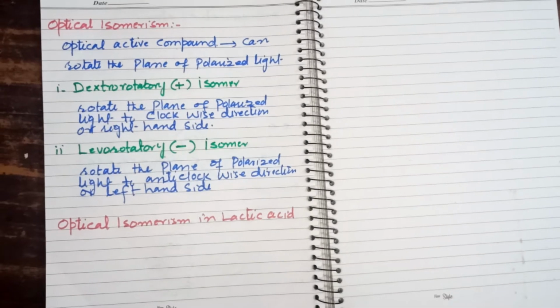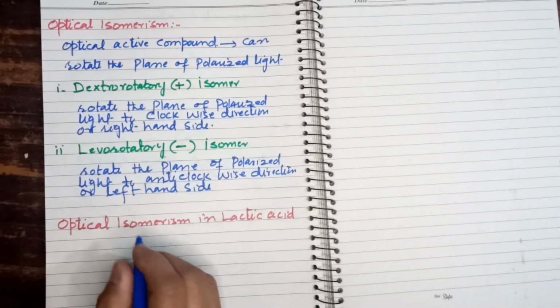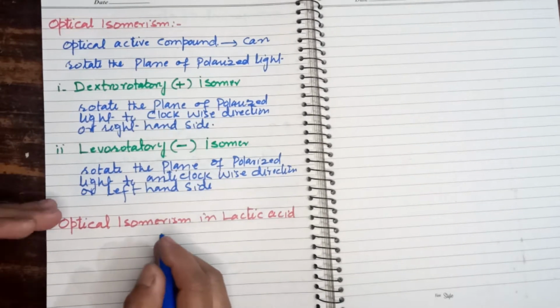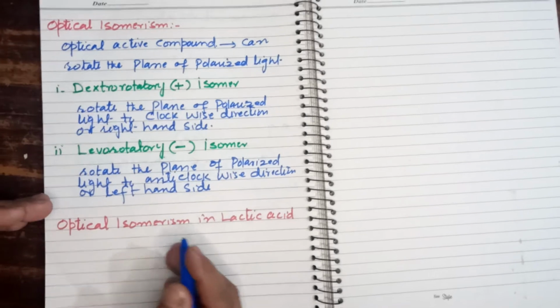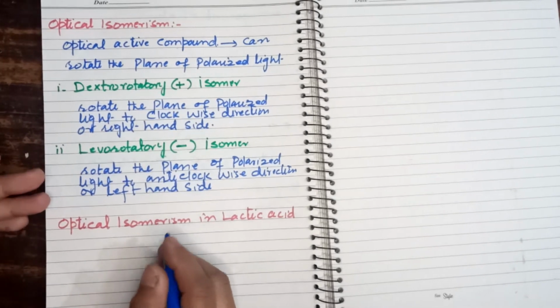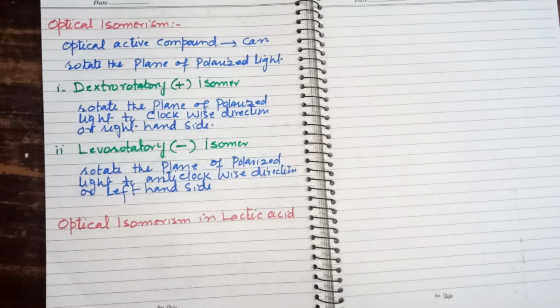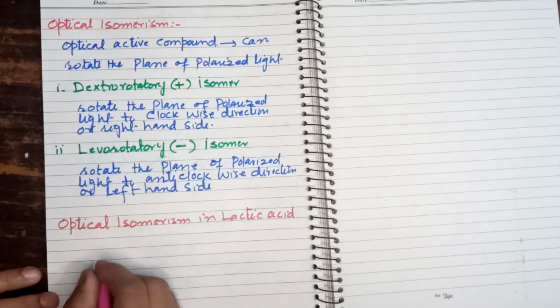Dear students, what is lactic acid? We know very well lactic acid is found in milk, right? And its IUPAC name is 2-hydroxypropanoic acid. If we write the structure of lactic acid, then its structure would be like this.